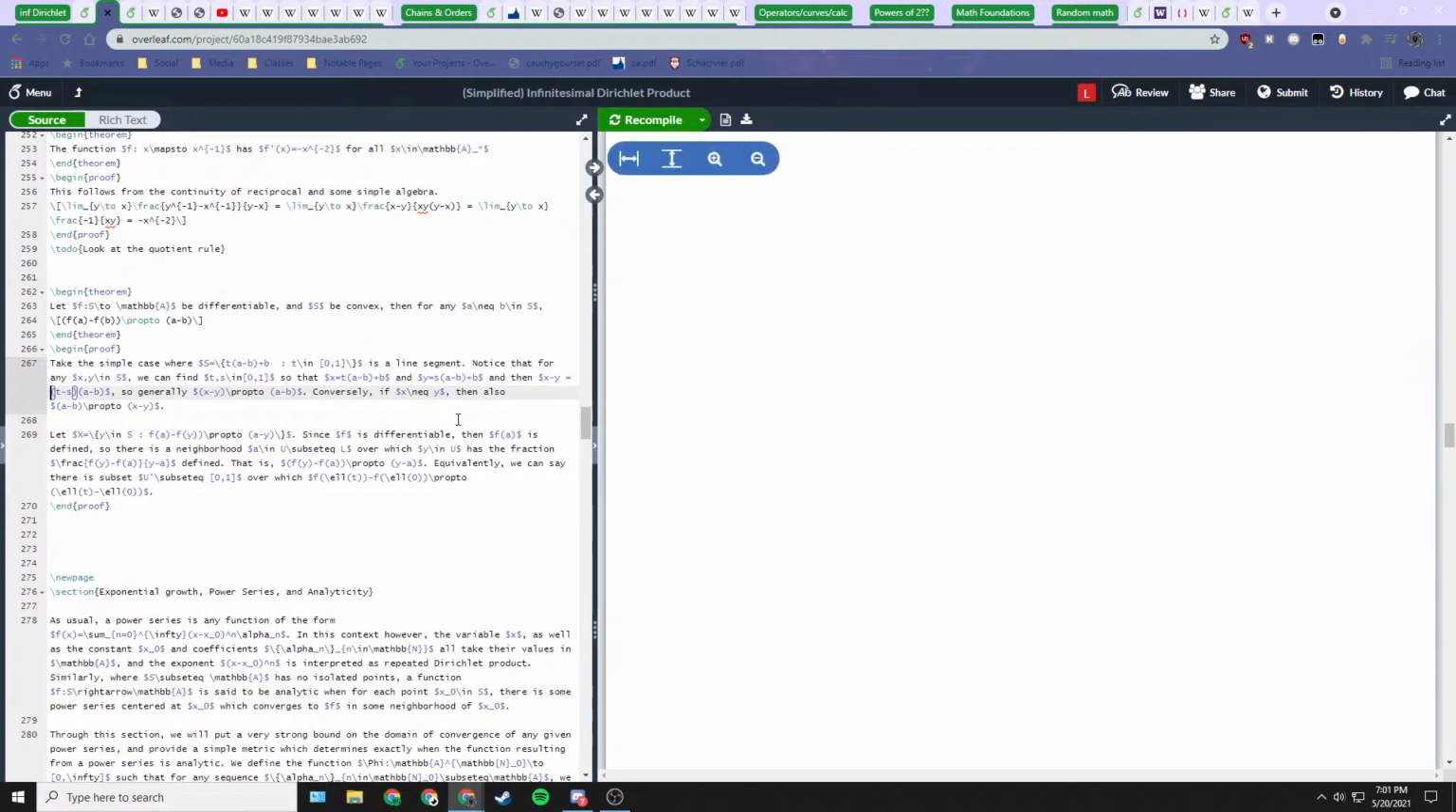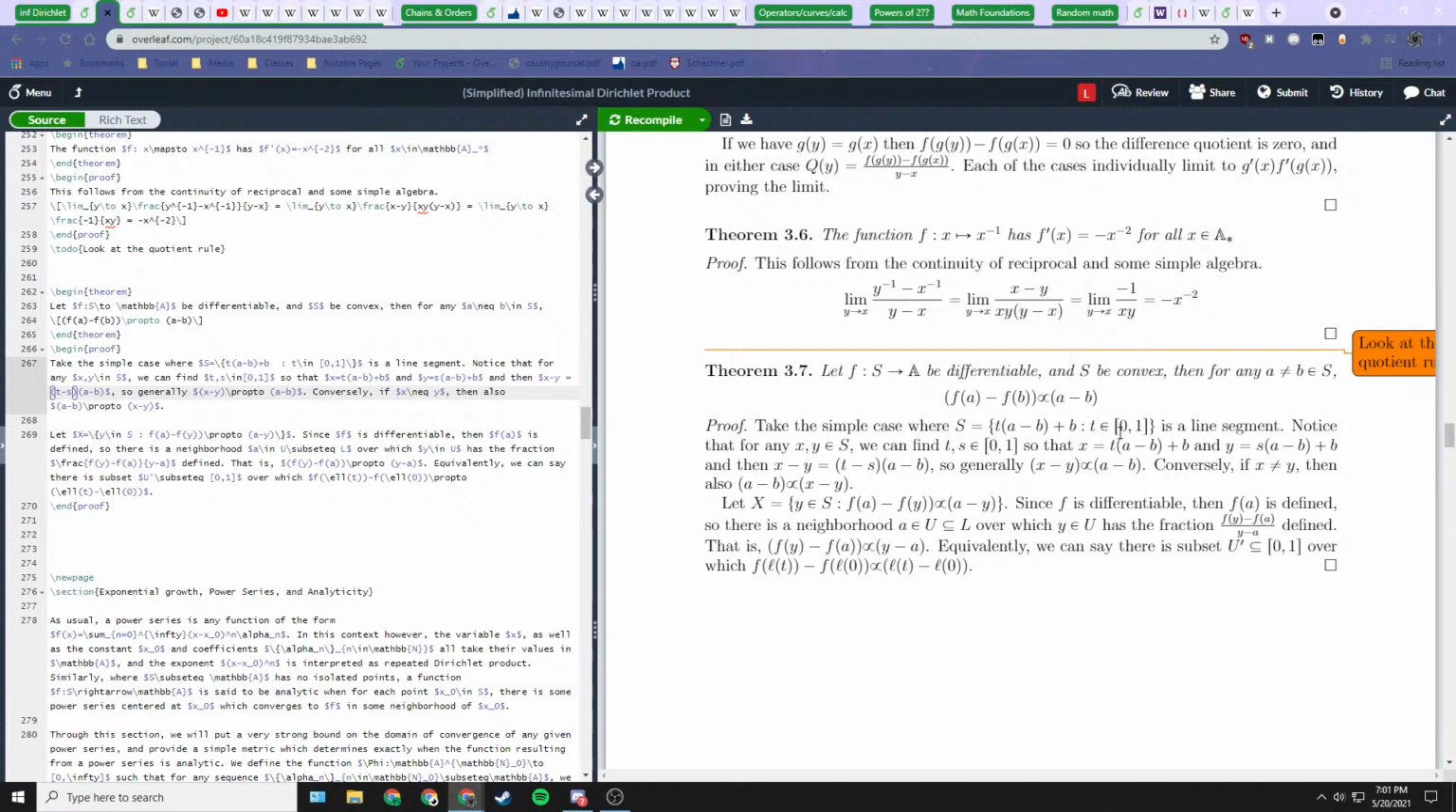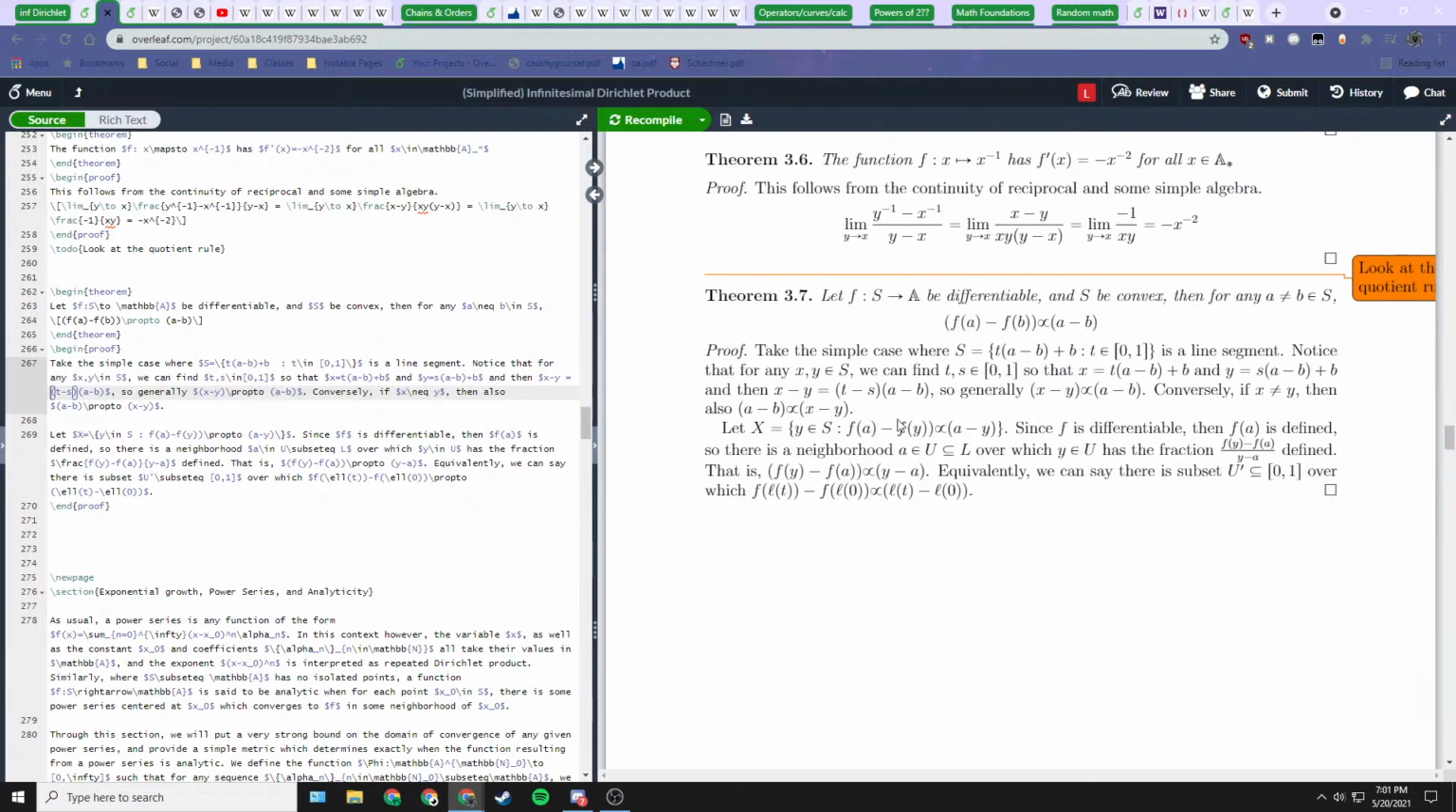Okay, so we have this characterization. We have this whole thing, t is 0 to 1, it's a line segment. So let X be the set of y in S such that f of a minus f of y is proportional to a minus y.